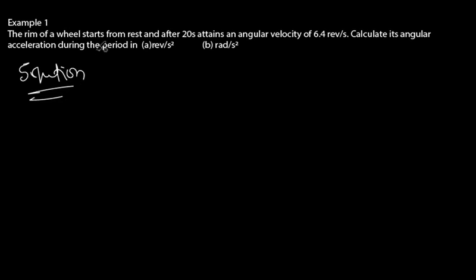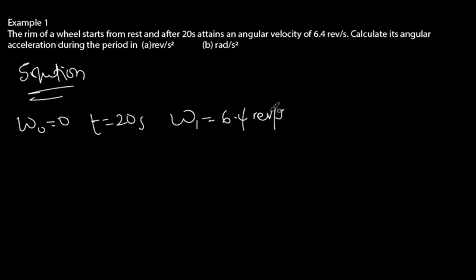So we have a rim of a wheel that starts from rest. It means w naught is 0, because at rest the distance covered was 0. And the question is telling us that after 20 seconds, so time is 20 seconds, the angular velocity, that is w1, is 6.4 revolutions per second. So we have to find the angular acceleration in revolutions per second squared. So we know angular acceleration is what?